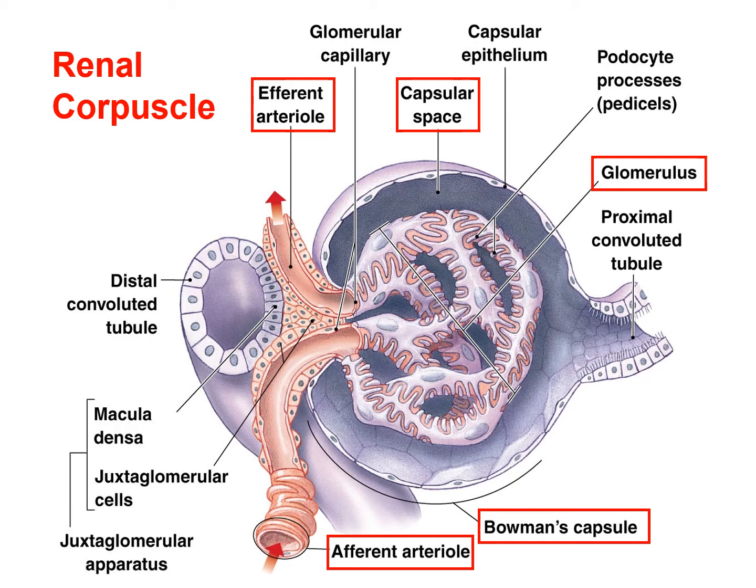Bowman's capsule will surround the glomerulus. We've actually got two layers to Bowman's capsule. There's an outer layer. The inner layer is made up of cells called podocytes, and then we've got a capsular space in between the two layers of Bowman's capsule. So the filtrate, the fluids you're filtering out of the blood, will enter into this capsular space of Bowman's capsule and then start down the proximal convoluted tubule, and eventually it will be turned into urine.